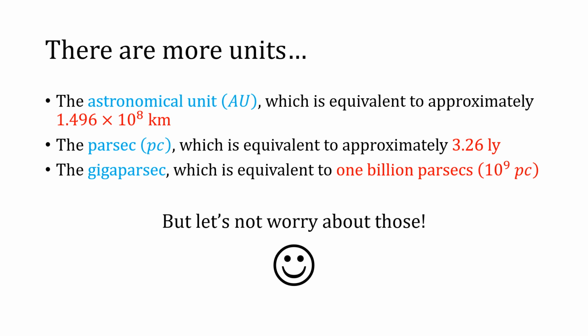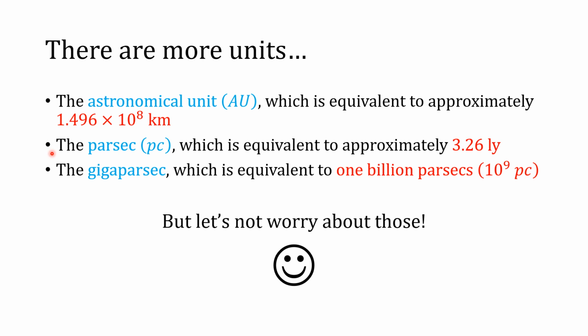So the first one is the astronomical unit, and that's basically the average distance from Earth to the Sun. So Earth is 1 astronomical unit away from the Sun. And this is about how far that is in kilometers. It's about 150 million kilometers or 93 million miles.